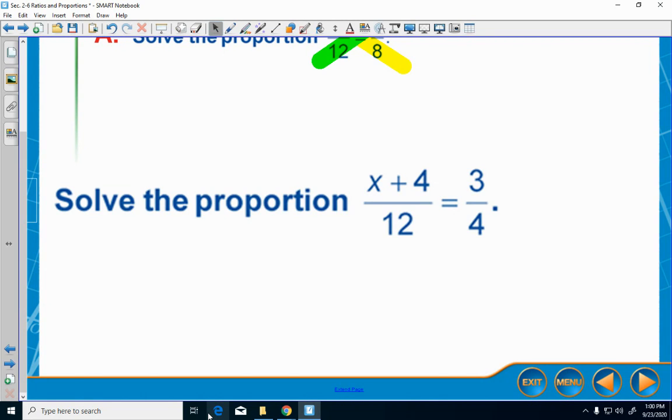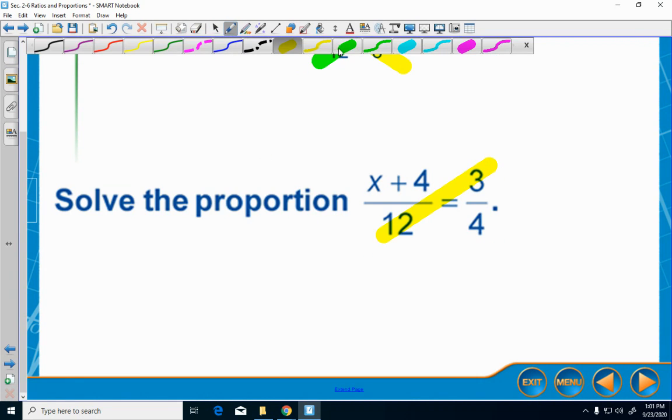Caroline, what did you come up with for an answer? 5. How did you do it? I took 12 times 3 to get 36. Okay, so we know that that diagonal's worth 36. And then I took that and divided it by 4. And then subtracted 4.